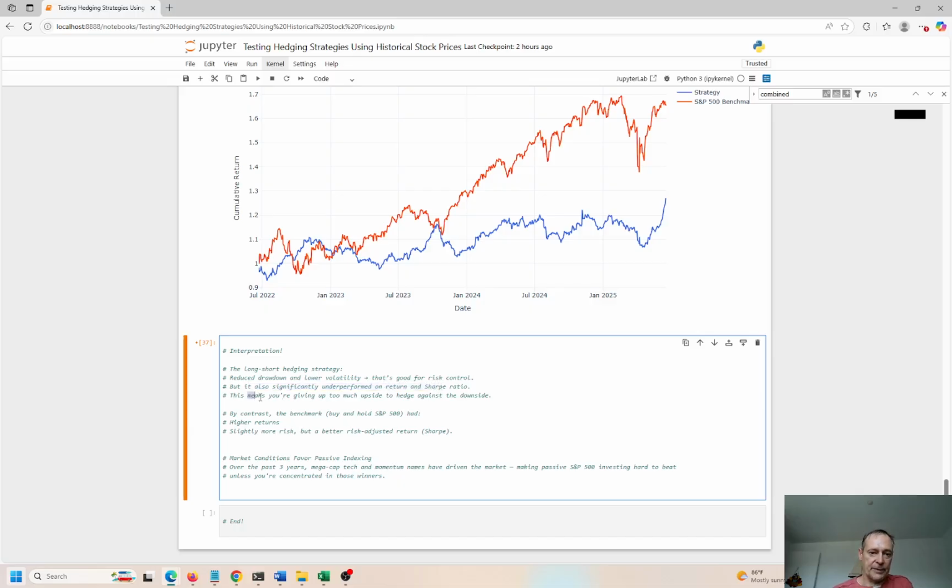We saw that. This means we're giving up way too much upside potential, but the hedges are working on the downside, right? So we're protected on the downside, but we're missing a lot of this upside potential. So by contrast, the benchmark has higher returns. We know that higher Sharpe ratio. We know that slightly more risk, but better risk-adjusted return. The market conditions favor passive investing.